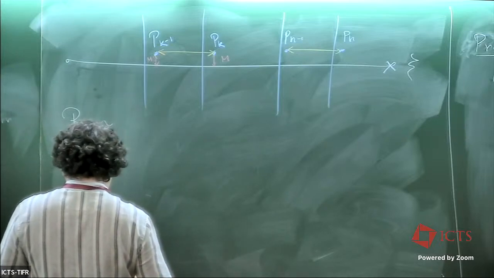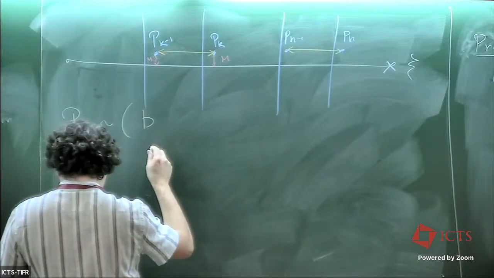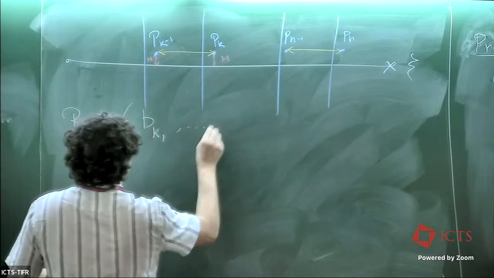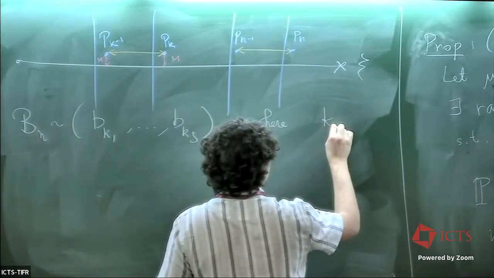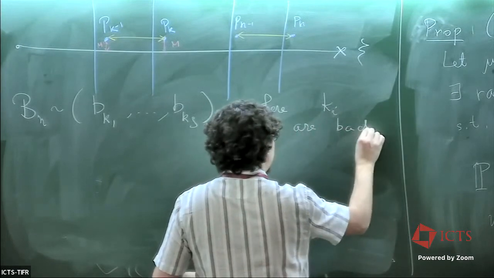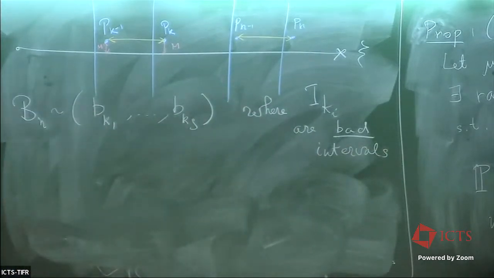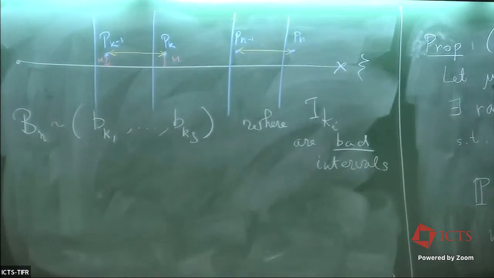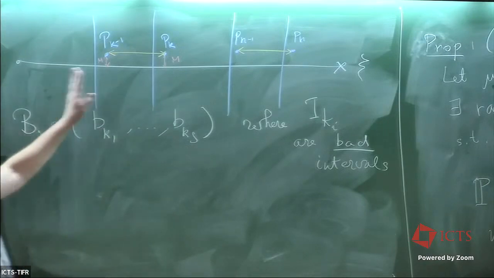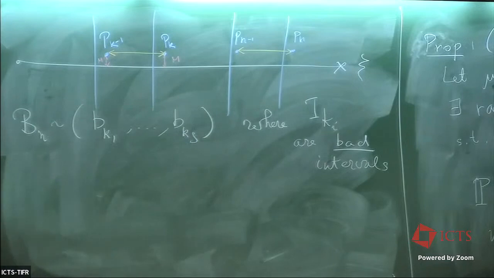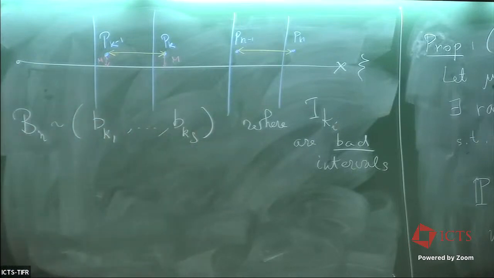Right. So it's B. Yeah, let me tell you what it is. B_{k_1}, ..., B_{k_s}, where the k_i are bad intervals. So there are a bunch of bad intervals. And unfortunately, for the bad intervals, you have to look more closely, right? So when you have a happy pivot, you don't look too much into their life. But if you have a bad time, you want to know. They're all bad in different ways, right? So this is what it is.